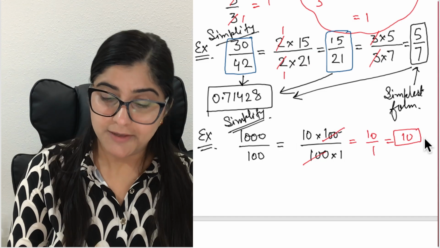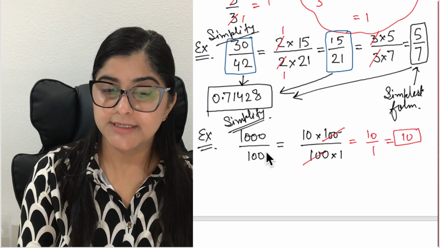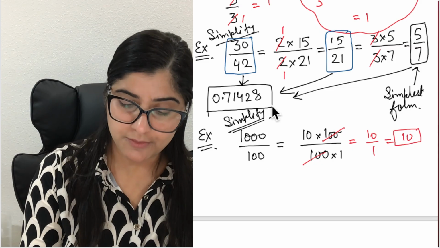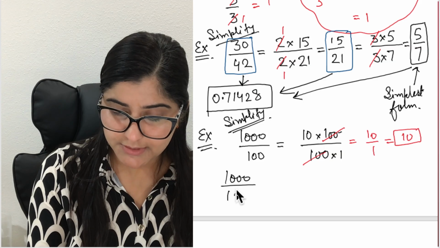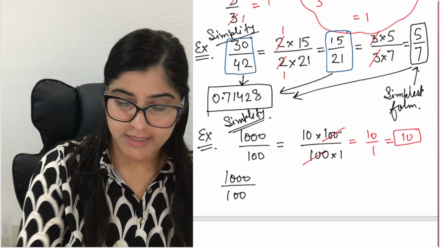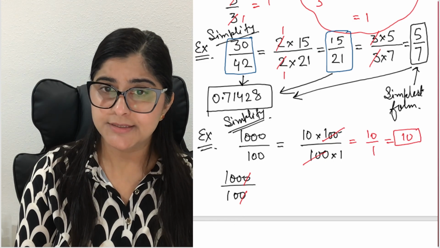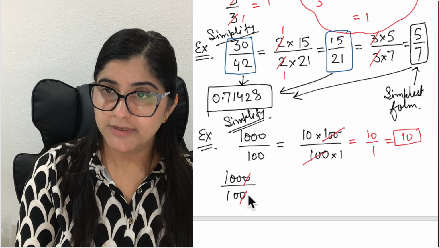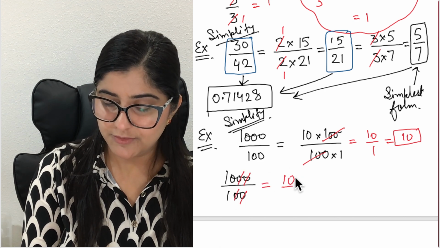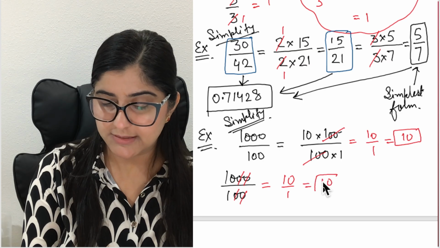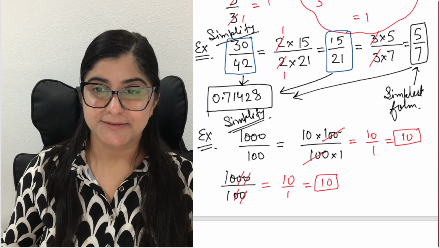So this is one way of doing it, but there is another way. If the numbers in the numerator and denominator end with 0, we can just cancel out the ending zeros, as many as you can. We start from the extreme end: this 0 we will cancel with this 0, and this next 0 we will cancel with the other 0. We are left with 10 in the numerator and 1 in the denominator, so the answer is 10. This is another way of simplifying fractions.